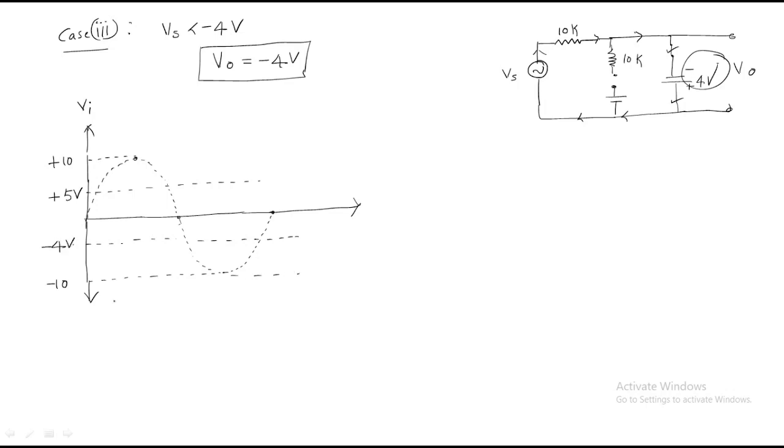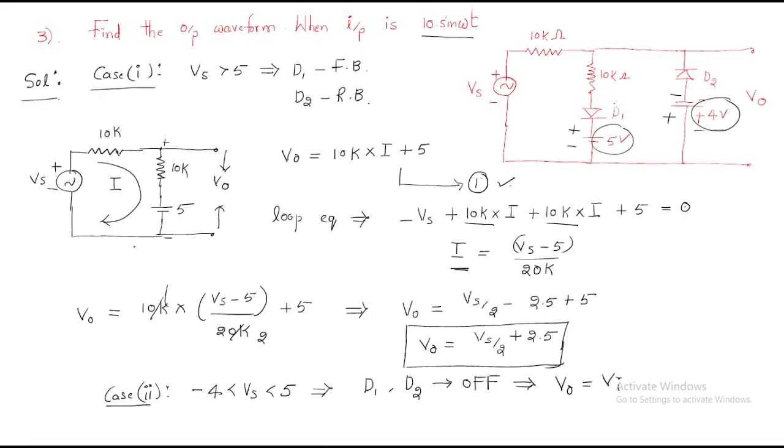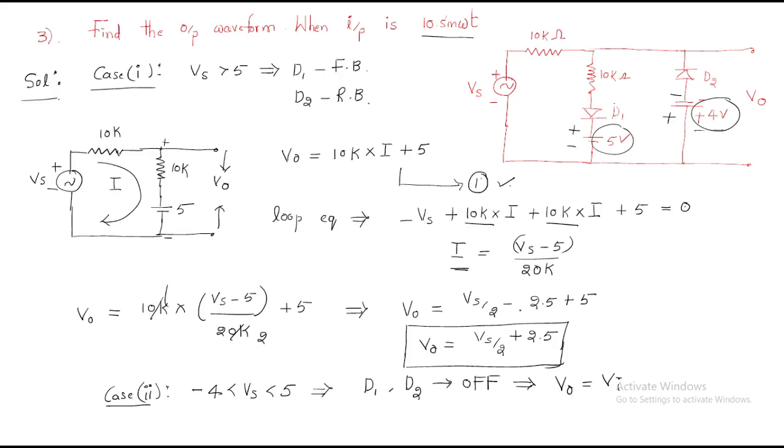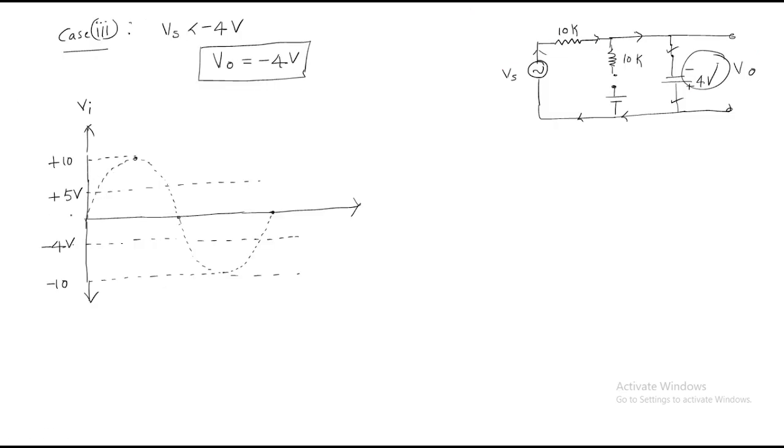So first, what is the condition of the input? Input V is Vs by 2 plus 2.5. Always you have to add some 2.5. Vs by 2 plus 2.5. So that means the output is like this. For example, the input is 10 volts.